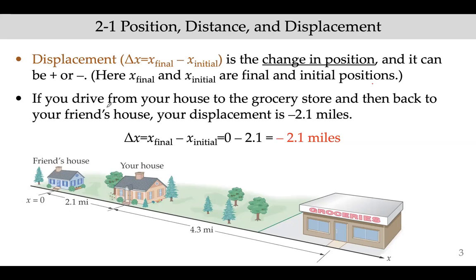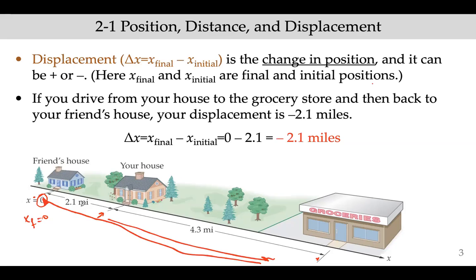Okay, let's think about this example. If you drive from your house, so this is your house here, to the grocery store. The grocery store is here, so you're going to go this way. And then back to your friend's house. This is your friend's house here. So you will go back all the way to your friend's house, and this is your final destination. So what is x final? x final is, see, this point is 0. This is the final position, so x final is 0.